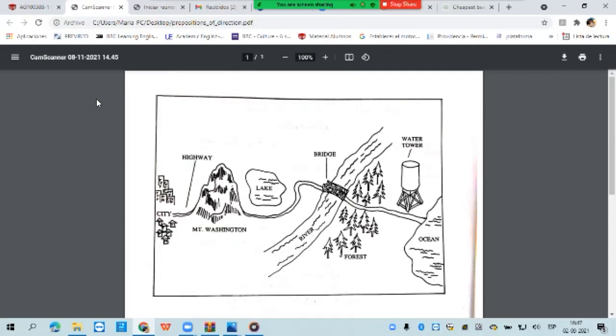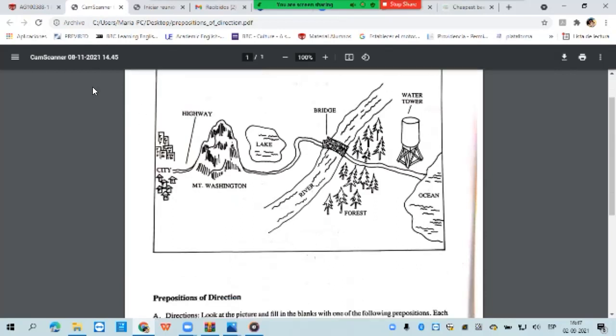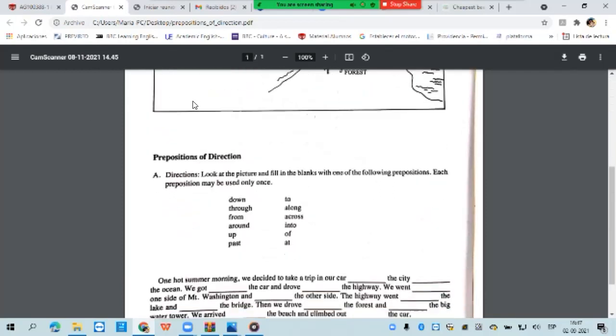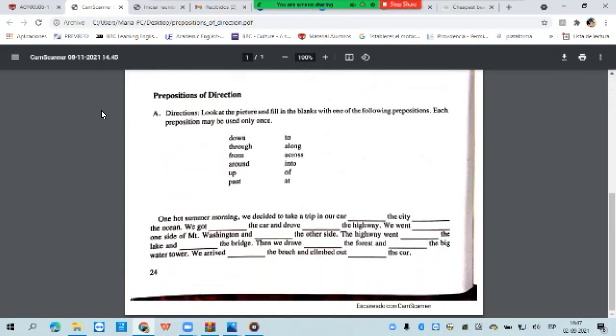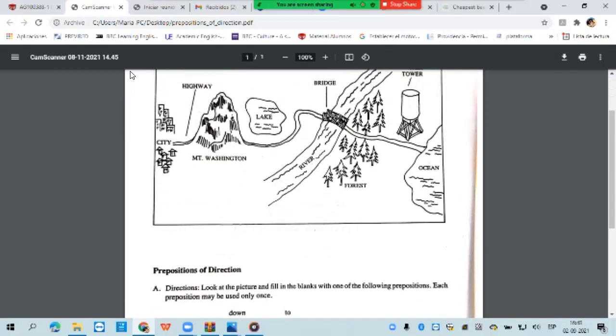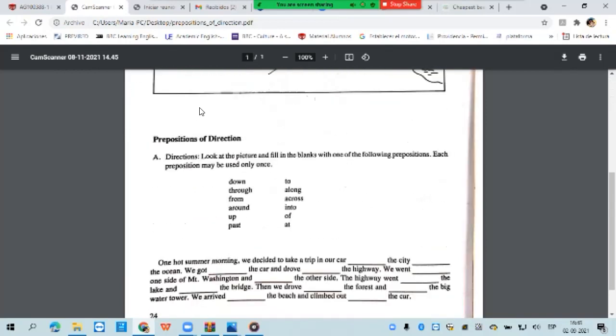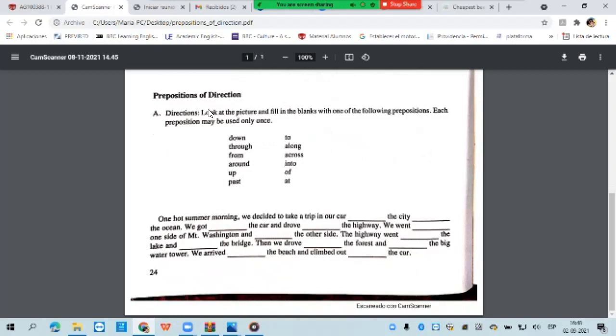Okay, here you have a map with different places. The idea is to describe a trip by car. Here you have the words you're going to use. All of them are prepositions, okay? Prepositions of direction. So here you have a short paragraph. The idea is to complete the paragraph using these words, of course, looking at the picture carefully. Do you understand it? Okay, some minutes for you to do it, please.